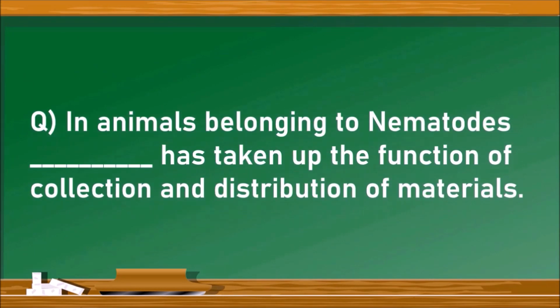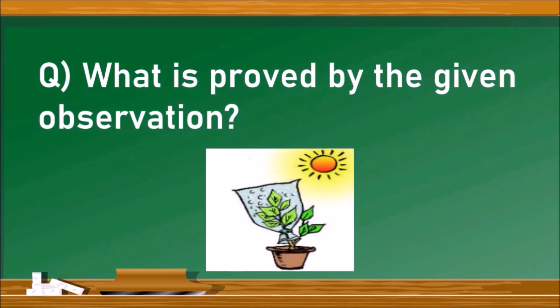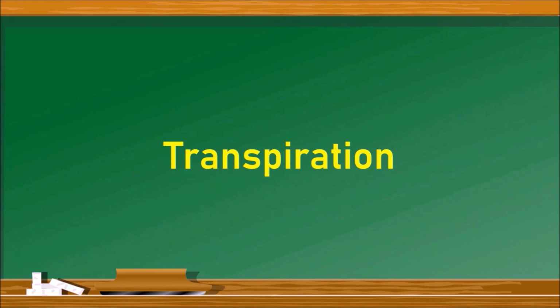In animals belonging to nematodes, dash has taken up the function of collection and distribution of materials. In nematodes, there is a pseudocoelom. Pseudocoelom is the space or cavity which is in between the endoderm and mesoderm. So this coelom helps for the transportation of substances. The next question. What is proved by the given observation? This is the experiment to prove transpiration in plants, which refers to the loss of excess water through the leaves.